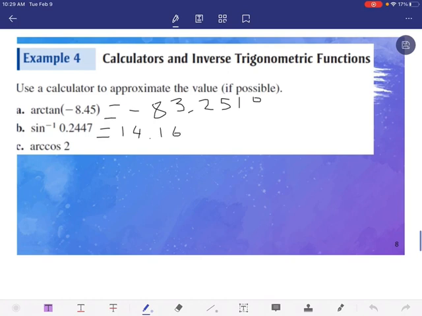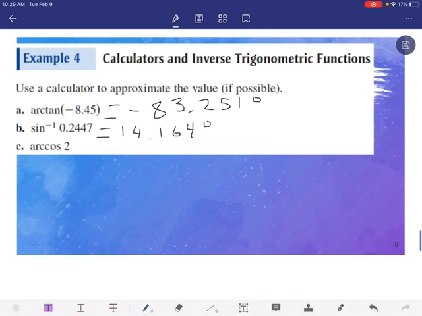14.164 degrees. And then lastly, for my inverse cosine, I'm going to click second, my cosine button, and then I'm going to type in 2. Well, your calculator should give you an error, and it's probably going to say a domain error.